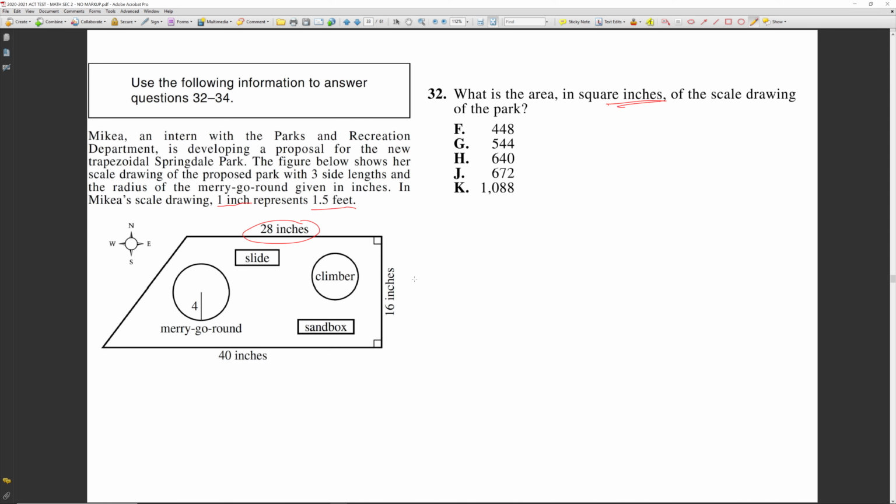So I'm given this edge is 28 inches, this is 16 inches, this is 40. The question asks for the area in square inches. Okay, so I'm going to break this up into a triangle and a rectangle. So 40 minus 28 gives me 12, which means this is 12 here and this is 28 here. The rectangle is 16 times 28, and this gives me 448. The triangle is 12 times 16 times 1/2, and this gives me 96. If I add them together, I get 544. Answer is G, because I don't have to do any conversions since everything's in inches already.